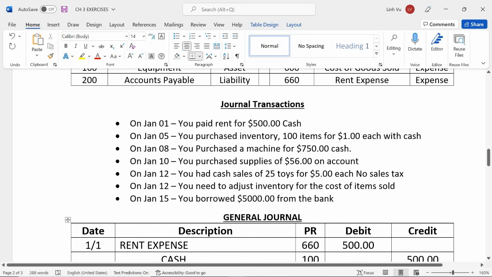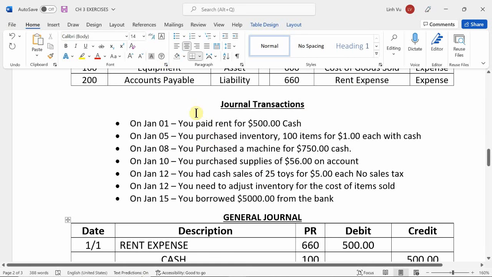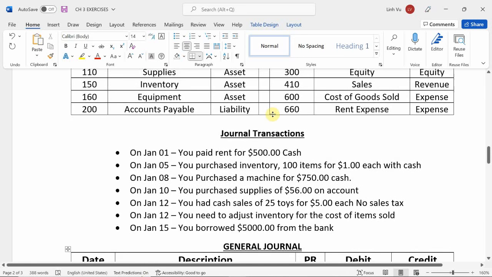So then again, here on June 10, you end up purchasing supplies for $56 on an account. Okay, so there you go. Here's a new word that we haven't seen before, on an account. Okay, so when you go to any store, right? If you open up an account, you're creating somewhat like a credit card, right? You have an account balance.